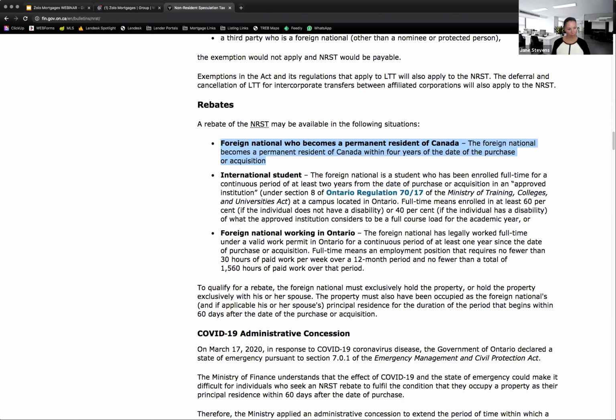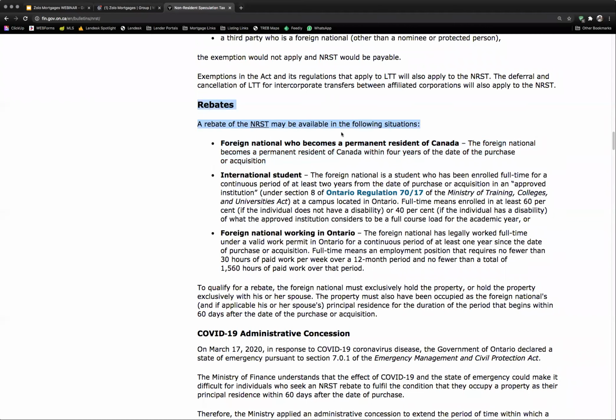Can they get money back after 4 years from closing? They get PR after 4 years? Exactly. That's the part of the rebate of this program that's really important to know. A foreign national who becomes a permanent resident of Canada will get the money back on the NRST, the non-resident speculation tax. They will have to pay it up front, but they will be receiving it back if they go from work permit or student to PR.